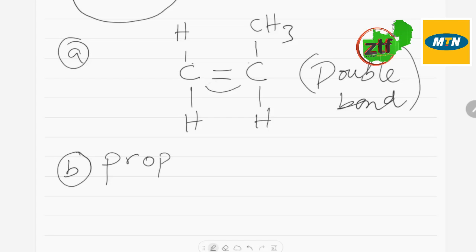The type of bond present is double. If the type of bond present is double, the middle part becomes en. What is attached is just hydrogen, so it becomes a propene. So the name of the monomer is known as propene.